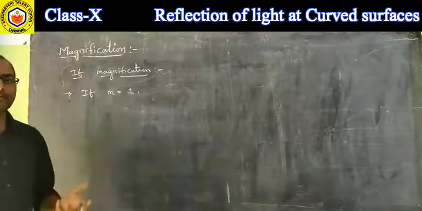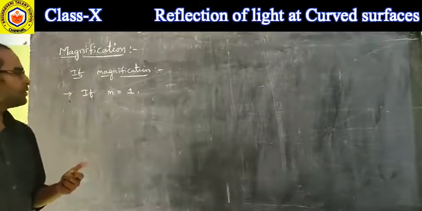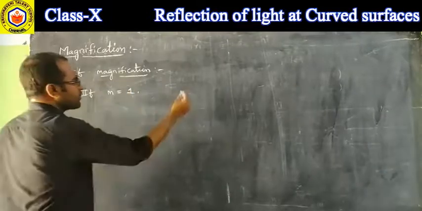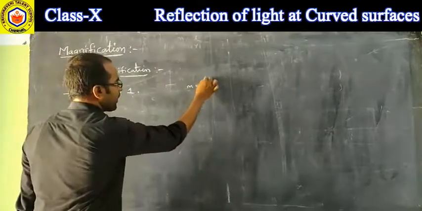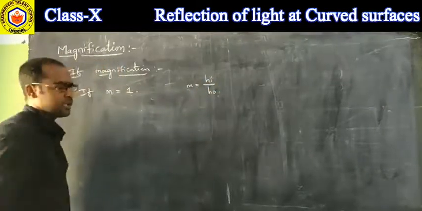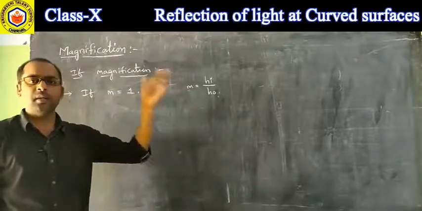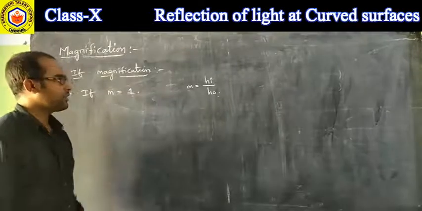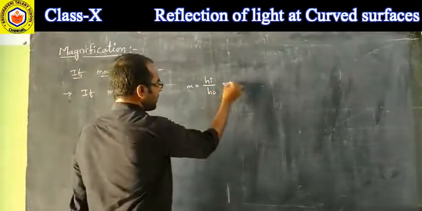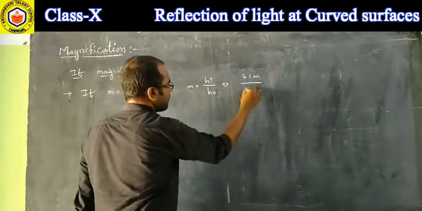Magnification of a mirror is 1. What does it indicate? When do we get magnification of a mirror as 1? We have the formula M equals Hi by Ho, height of the image by height of the object, that is the ratio of height of the image and height of the object is called magnification. Here I'll give the height of the image as 4 centimeters, and height of the object also 4 centimeters.